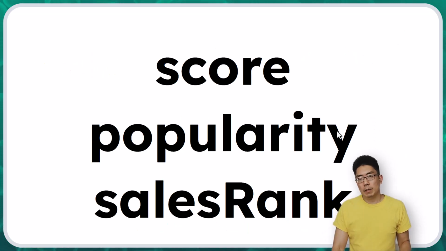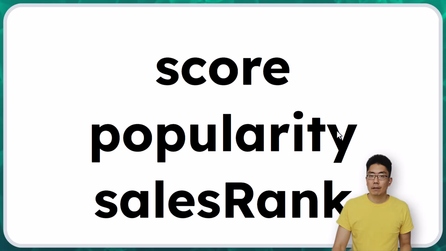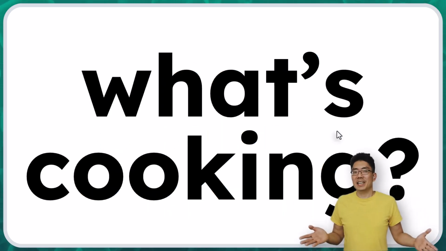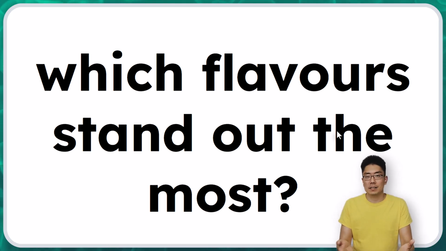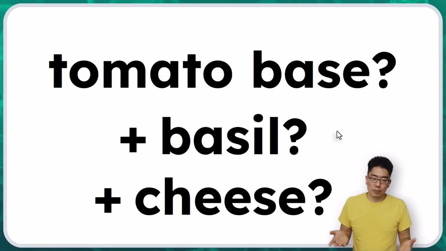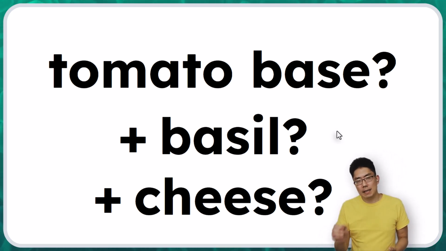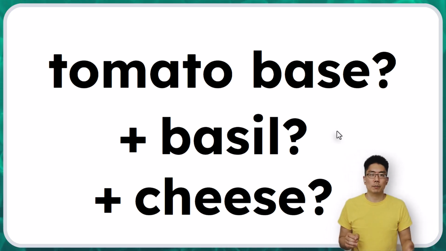So I'm going to explain this idea about sales rank or score or popularity or whatever you want to call it. I'm going to explain it from the perspective of what's cooking in the kitchen. Let's pretend we're making pasta sauce, and you try my pasta sauce, and I ask you which flavors stand out the most. And you point out, oh, well, it's tomato. And is that basil? Or maybe it's oregano. No, I think it's basil that I taste. And of course, there's Parmesan cheese.